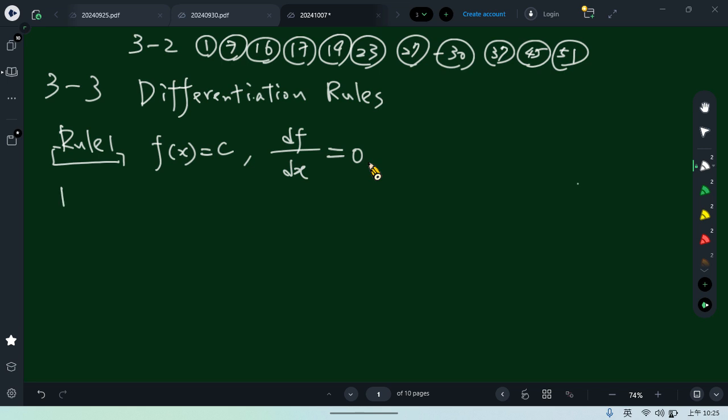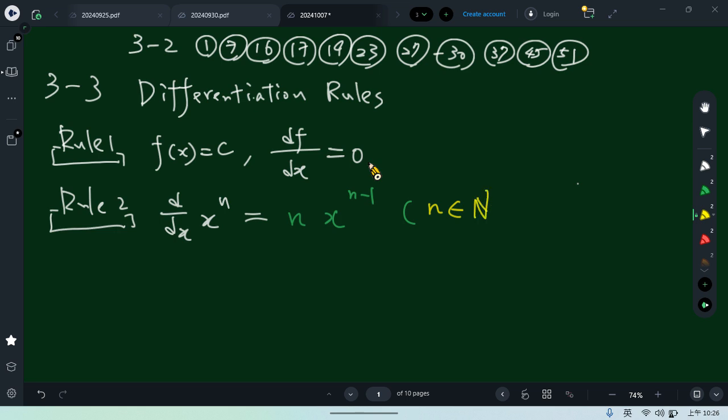Okay, rule number 2 is when we try to differentiate x to the power of n. I believe if you have learned calculus before, you know the result should be n times x to the power of n minus 1. But especially here, we just focus on n being a positive integer.